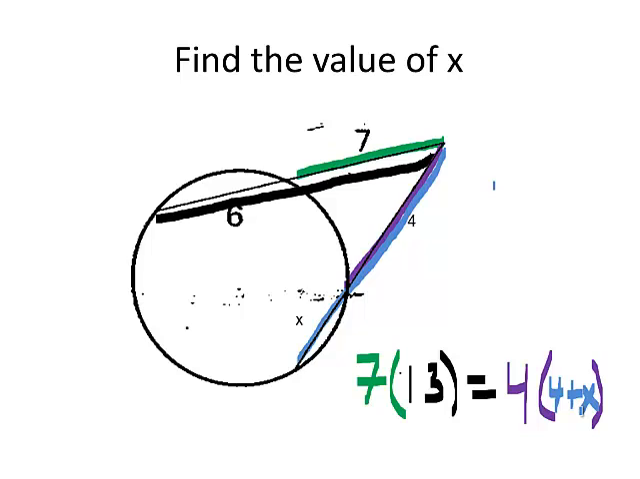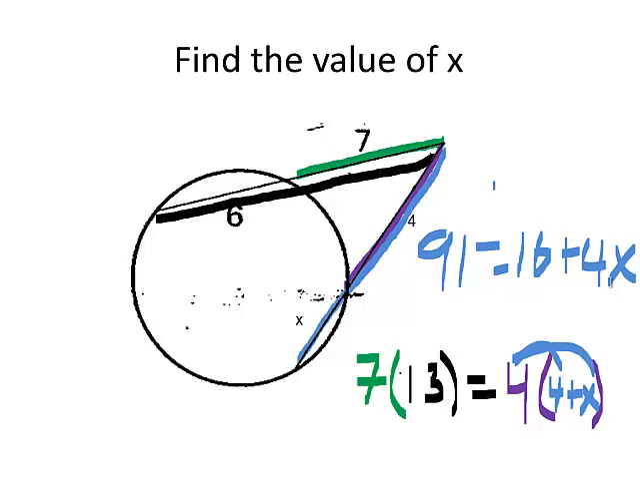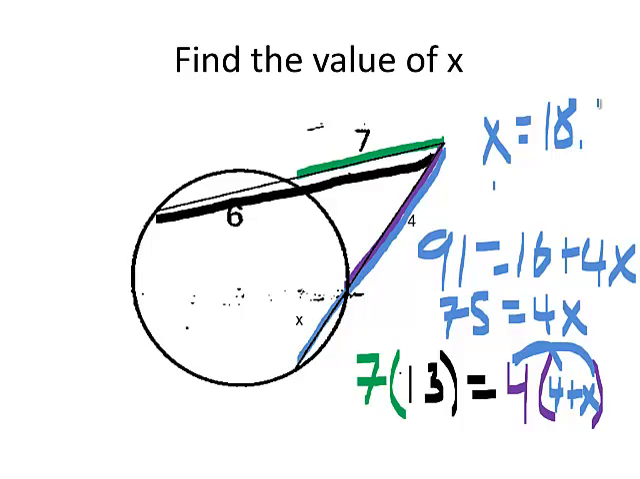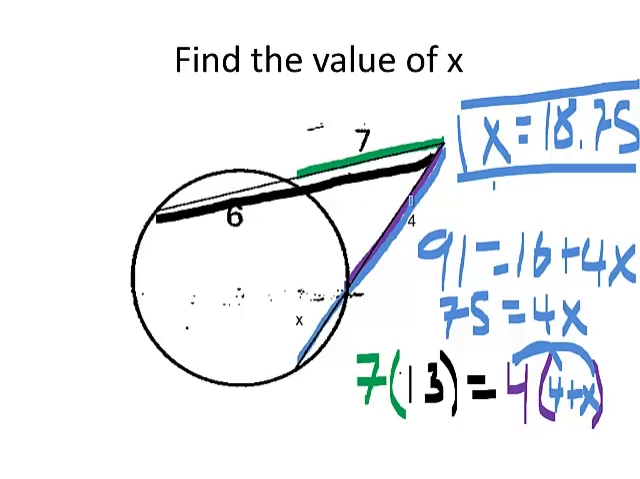Once you do this, algebraically solve, do the distributive property, and we got, let's see, 91 equals 16 plus 4x. Solve, we got 75 equals 4x, and if you solve for x, you get 8.75, and you're done. Okay, so again, keep track: external segment times the length of the entire segment, and then the external segment times the length of the entire segment, and you set them equal to each other.